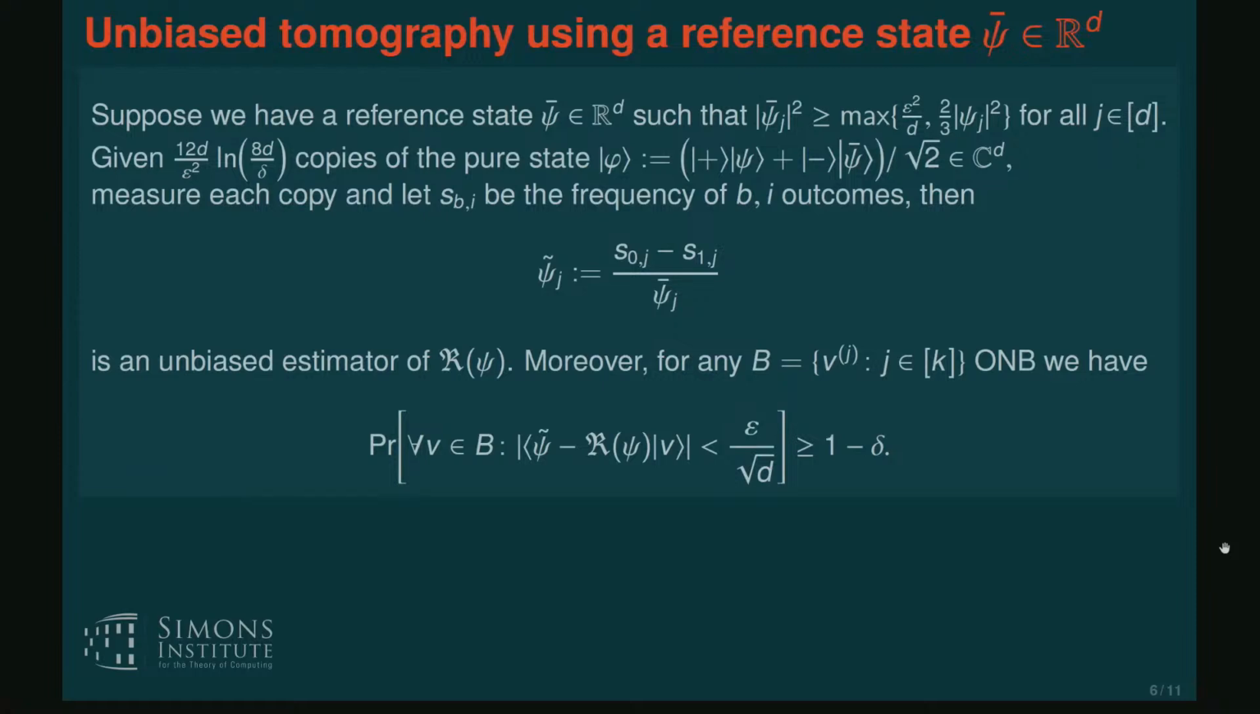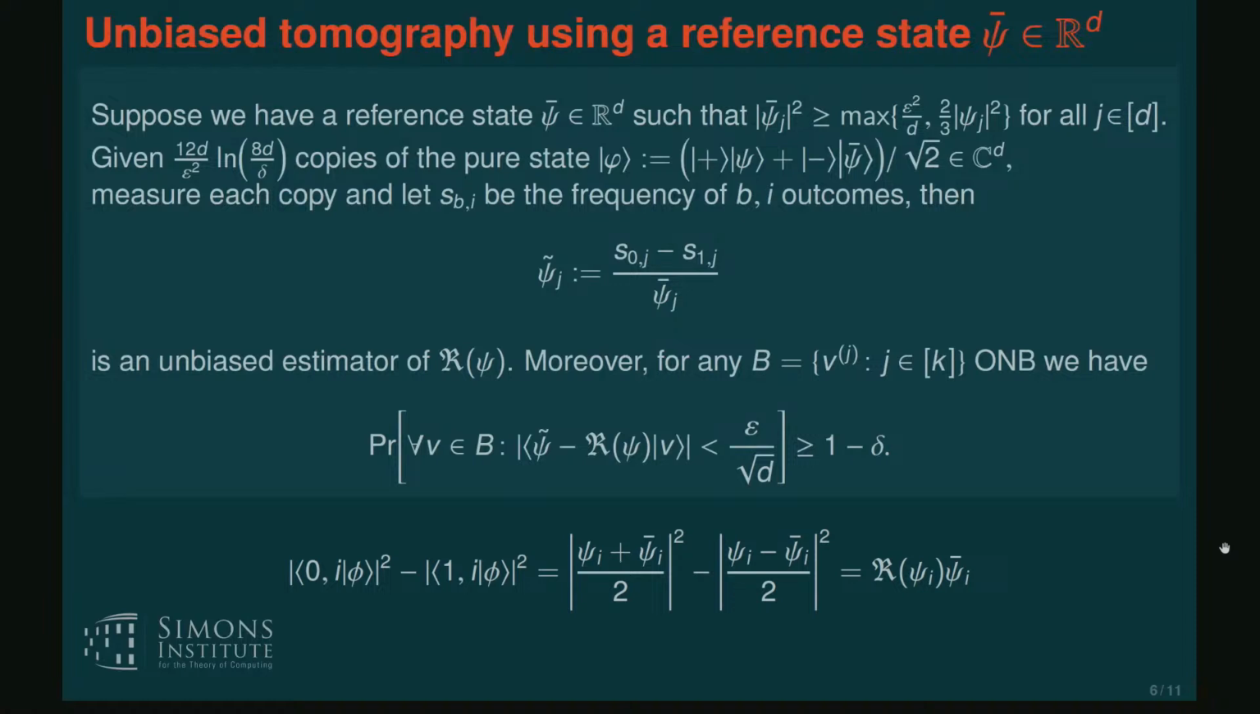And the additional property that is also satisfied by this is that in any particular direction, my estimator will not be off by more than epsilon over square root d. So overall, it will be an epsilon L2 estimator of my state. And also in any particular direction, it will be an epsilon over square root d estimator. So this is exactly the version that I need. And the very nice property of this, and what lets me prove these improvements, is that it's an unbiased estimator. The expectation value of this is the actual real part of the state.